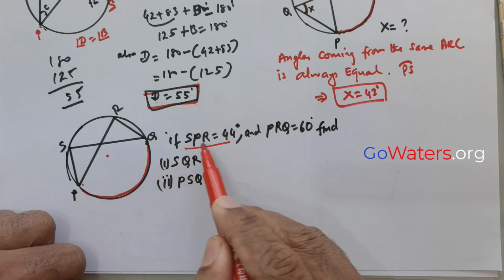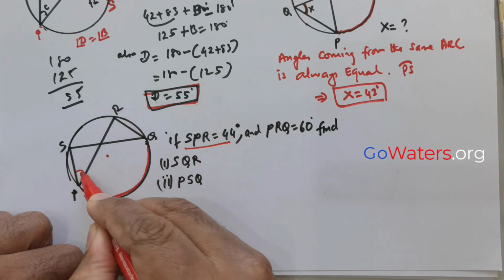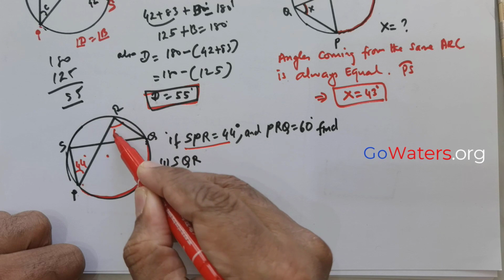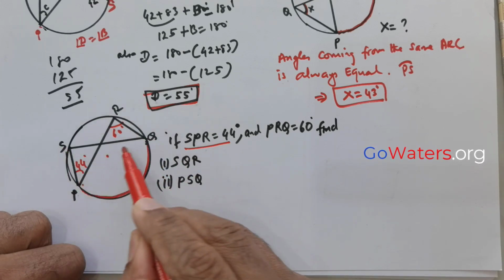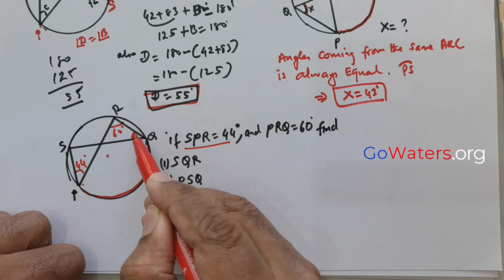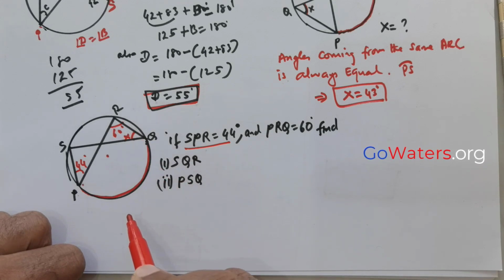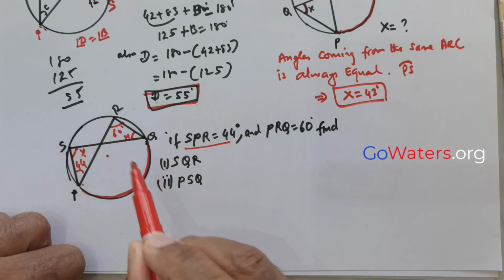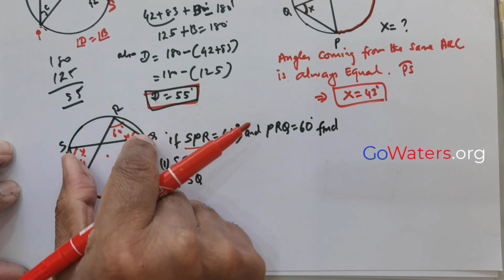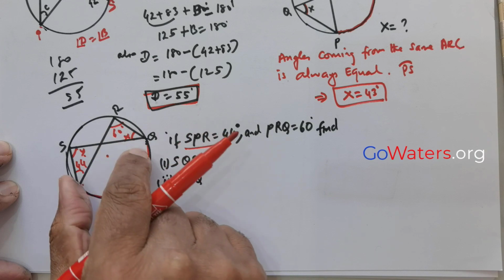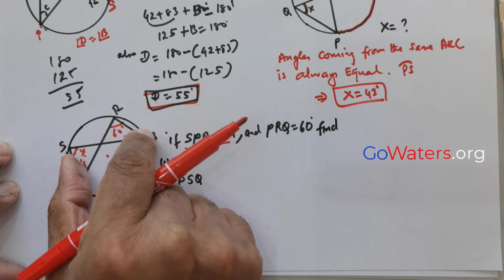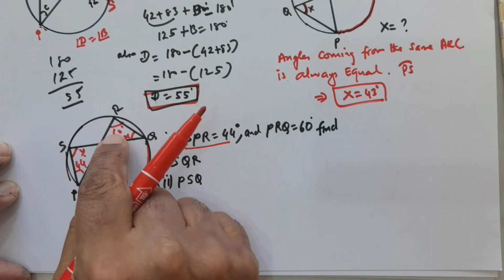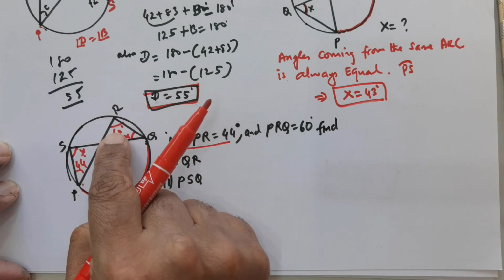We've been given SPR. SPR is 44 degrees. So this is 44. And then PRQ is 60. We are asked to find SQR. So we are asked to find X, and we are asked to find PSQ. So we are asked to find this also, right? Now clearly you can see, if you were to move this point and this point together, that would result in creating the points P and S. So the angle would not change, and since we are in the same segment, the angle would remain the same.